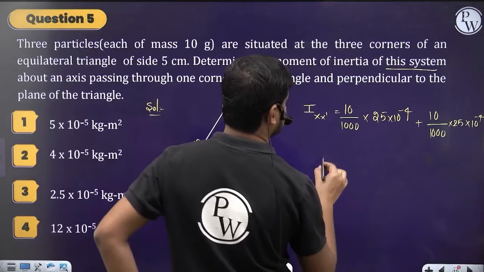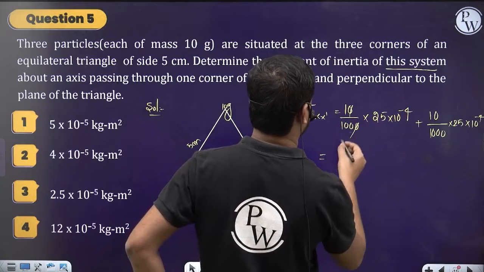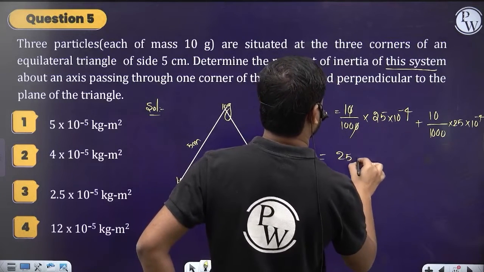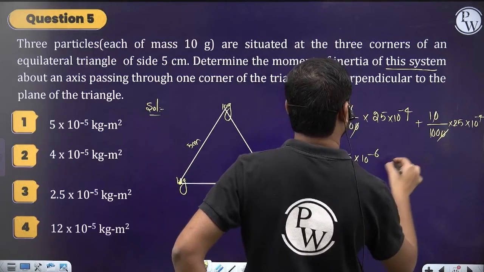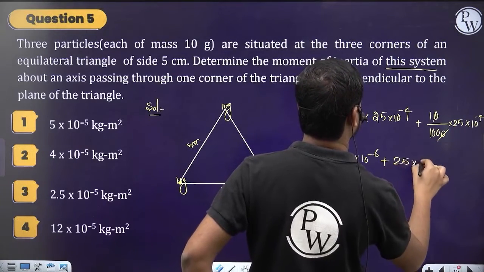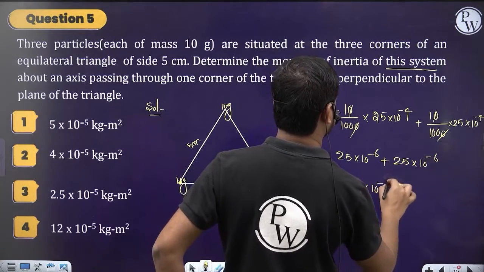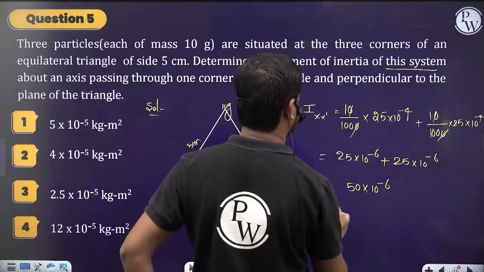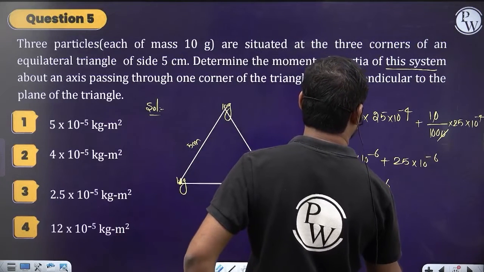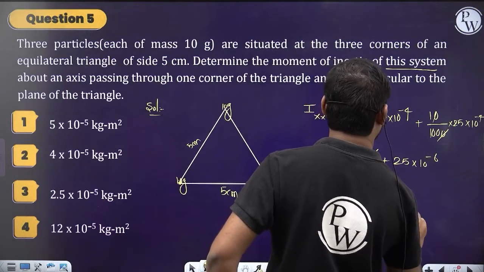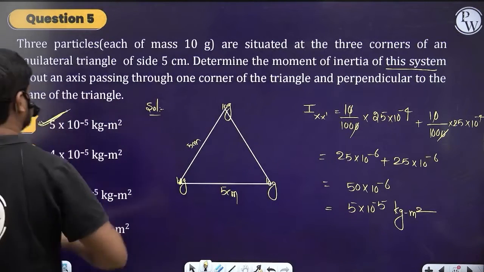So what we can write here: the zeros cancel, so this will be 25 into 10 to the power minus 6. Here also the zeros cancel, so 25 into 10 to the power minus 6. So I can write 25 plus 25, 50 into 10 to the power minus 6, right? Taking 10 to the power minus 6 common, 50 into 10 to the power minus 6, or I can write 5 into 10 to the power minus 5 kg meter square. Option 1 is the correct one.